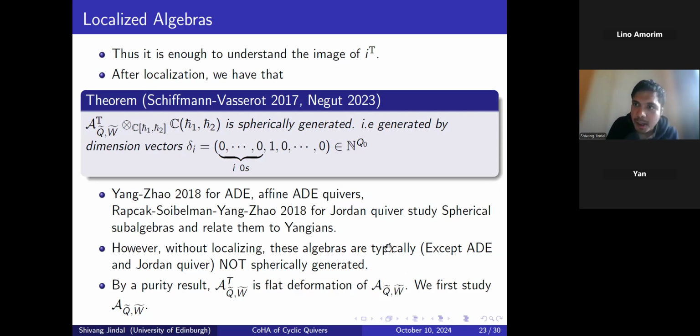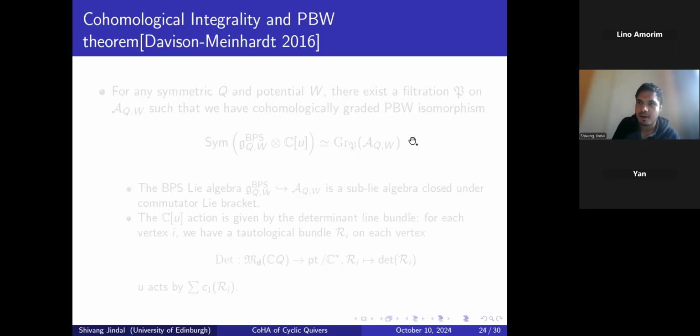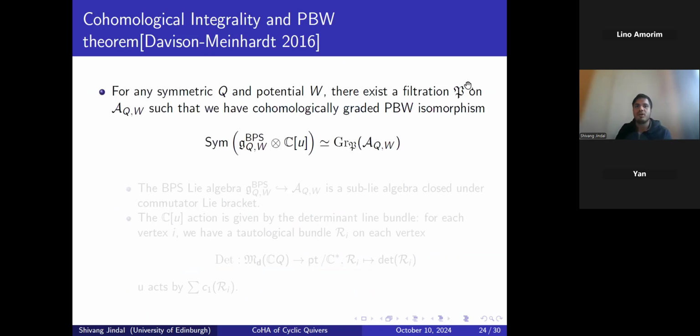So many structural results are known for the case of quiver with potential. Let me explain one foundational structural result in some sense. If you take any symmetric quiver with potential, then there exists a filtration on the cohomological algebra such that we have an isomorphism: you take the symmetric algebra in a certain Lie algebra tensored with U, and it is isomorphic to the associated graded algebra with respect to this filtration of the cohomological algebra.